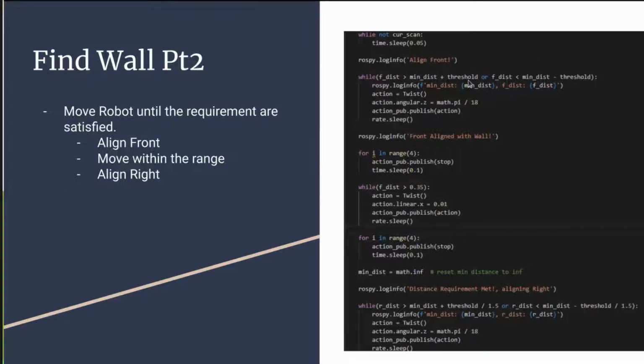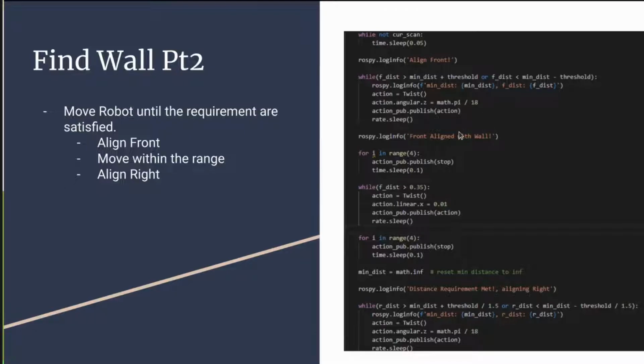We can see there's a threshold applied. I can make the while loop look better because it looks kind of weird. There's a lot of optimization that could be done on the code. It logs the minimum distance and the front distance, and we let the robot turn at a fixed speed, 10 degrees per second, and publish the action to make it turn.